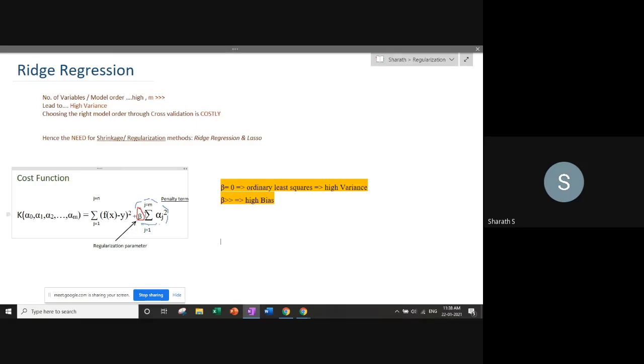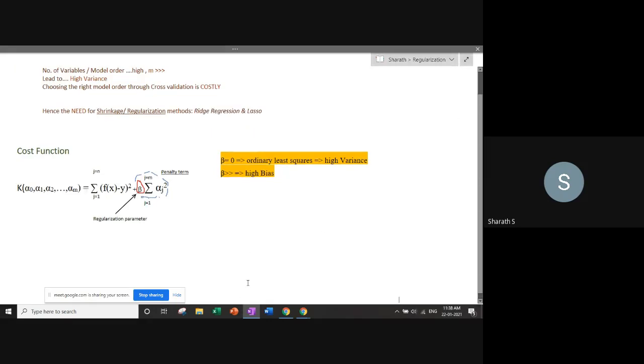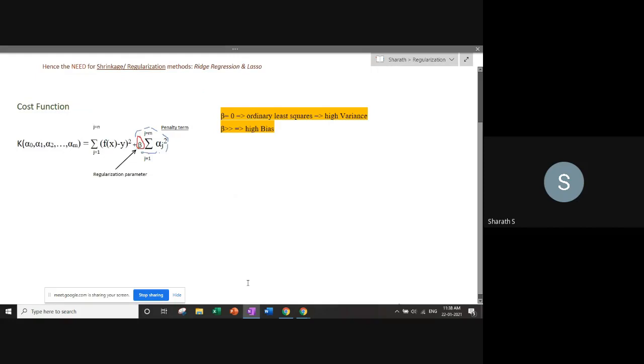Every algorithm has certain tunable parameters. So for ridge regression, beta, the regularization parameter, is a tuning parameter. You have to remember that. Typically, cross validation and other techniques are used to tune these parameters. Okay.